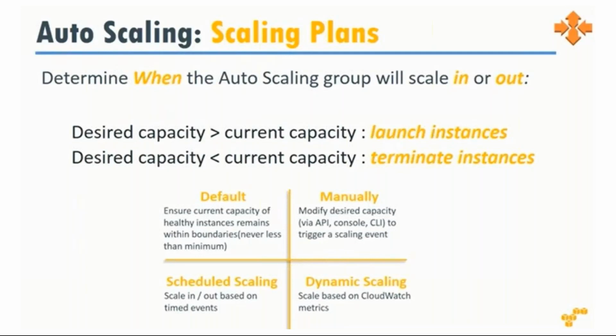Next, these are the defaults: manual scaling, scheduled scaling, dynamic scaling. While configuring, we select the current capacity of healthy instances, modify desired capacity, and scale in or out based on time events. While we are configuring, it will ask these questions. Dynamic scaling scales based on CloudWatch metrics, which we saw in the last class. If CPU utilization is more than 20%, 30% or 40%, it automatically creates a new instance. If less than 30%, it terminates the instance.